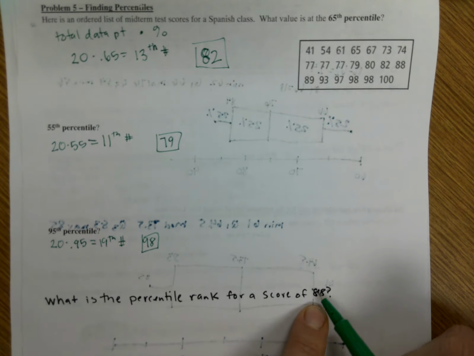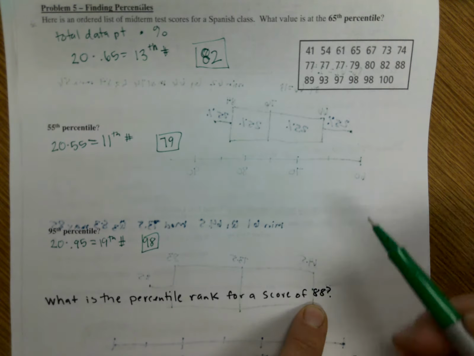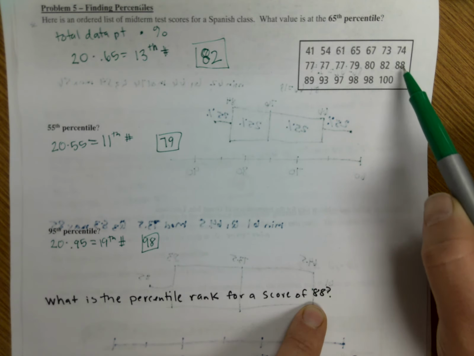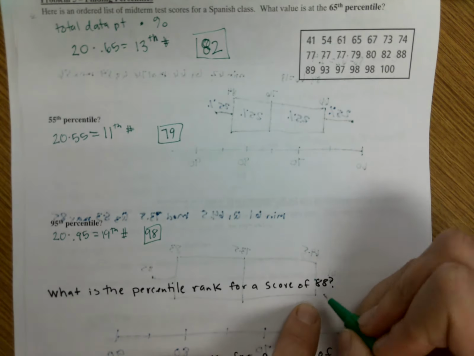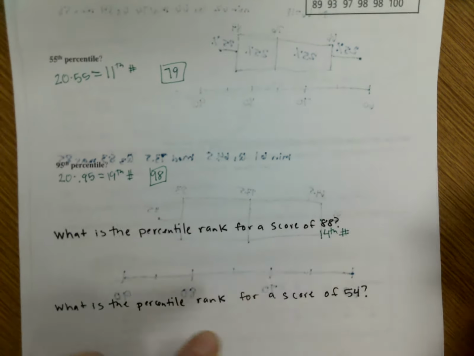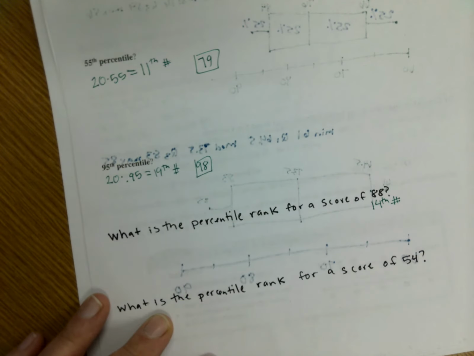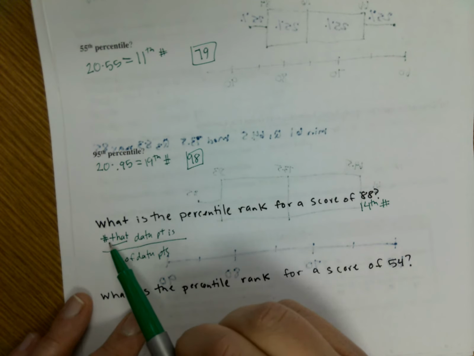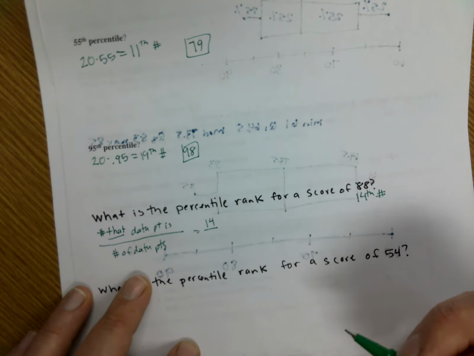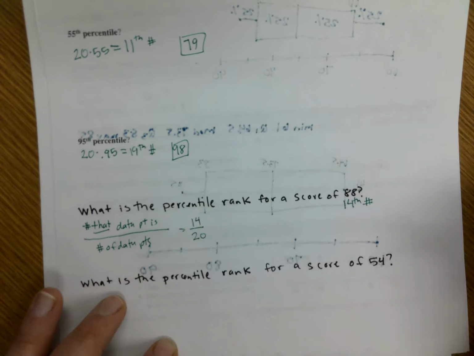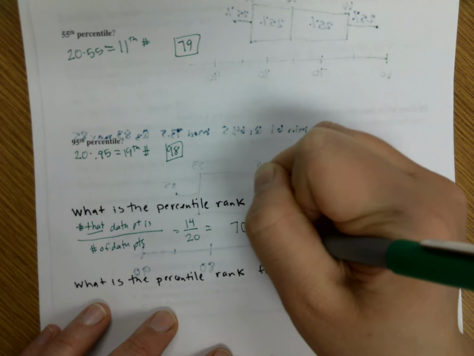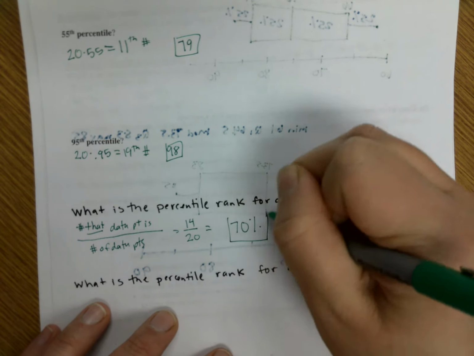First I have to figure out which number in the data is 88. So 82 is my 13th, so 88 is my 14th. You take the position of that data point, so that's 14, divided by however many data points you have, 20. If you do 14 divided by 20, you get 0.7, so this is the 70th percentile.